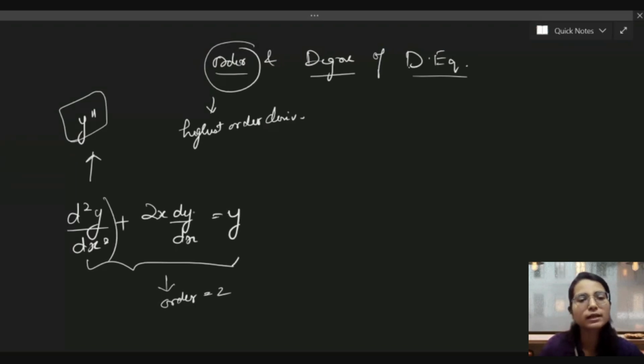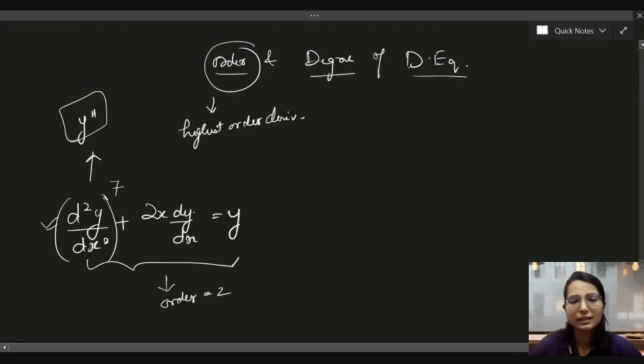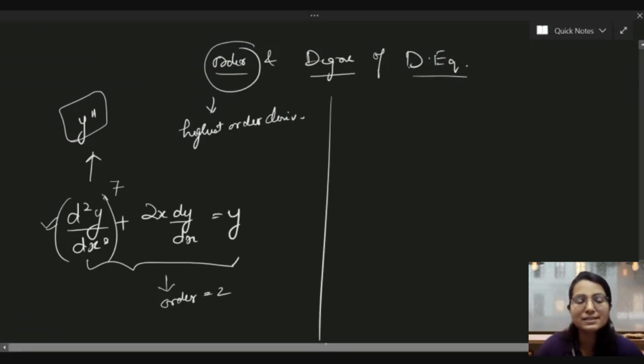For example, if I raise it to power 7, what is the order of this differential equation now? It is still 2, because the order of the derivative is 2. When you raise it to a power, that is the power of the derivative, not the order of the derivative. So we will be dealing with these powers, but these powers do not increase the order of the derivative. The order of the derivative is present in its purest form here.